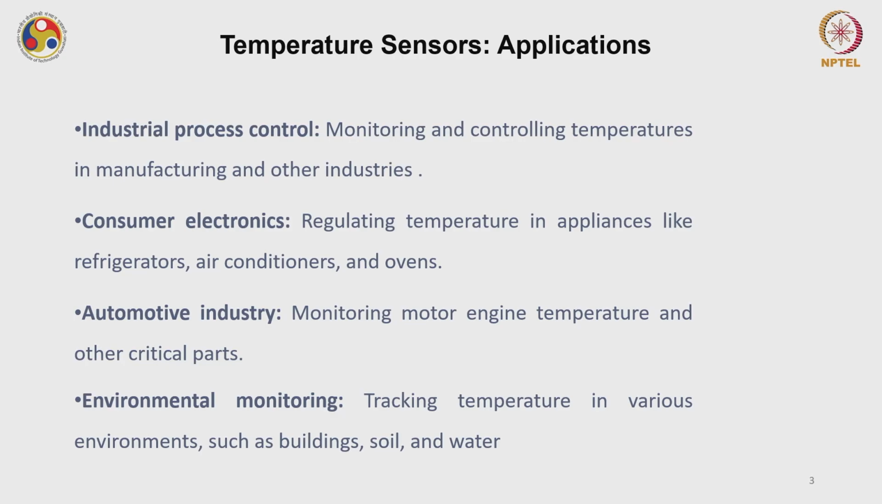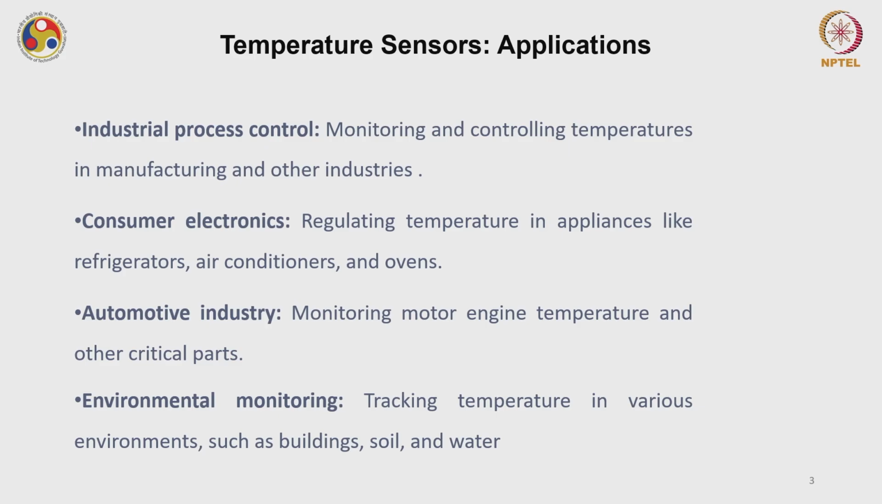So the applications of temperature sensors are tremendous. The four major applications of these temperature sensors begin with industry process control. Similarly, we have seen another physical sensor, the humidity sensor, which was part of our week 5. That is also a crucial sensing element in industrial process control. So it covers monitoring and controlling temperatures in the manufacturing industry as well as other industries.